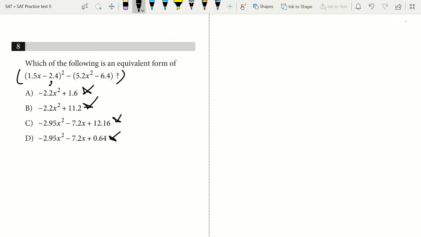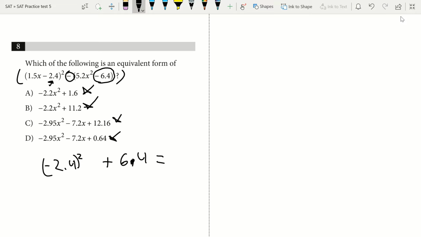So what I'm going to do is I'm going to see I have negative 2.4 squared, and then I have minus negative 6.4. Well, minus a negative gives me a positive, so I'll have plus 6.4, right? And that'll give me my N term.